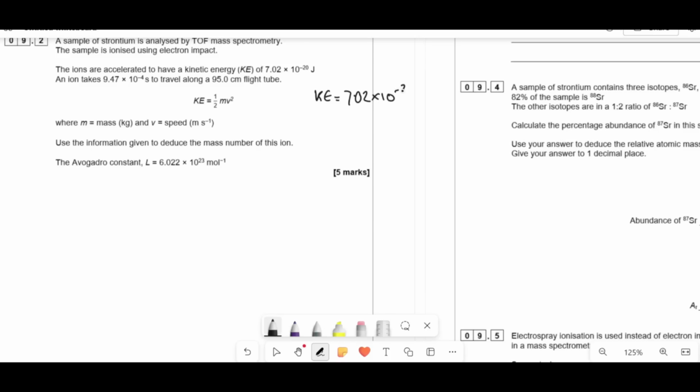7.02 times 10 to the minus 20 joules. Great. An ion takes, so time is going to be 9.47 times 10 to the minus 4 seconds. And they've told you the length of the flight tube is 95 centimeters, right?